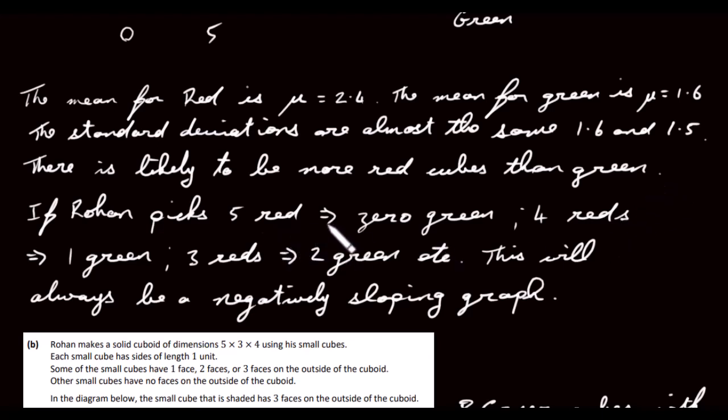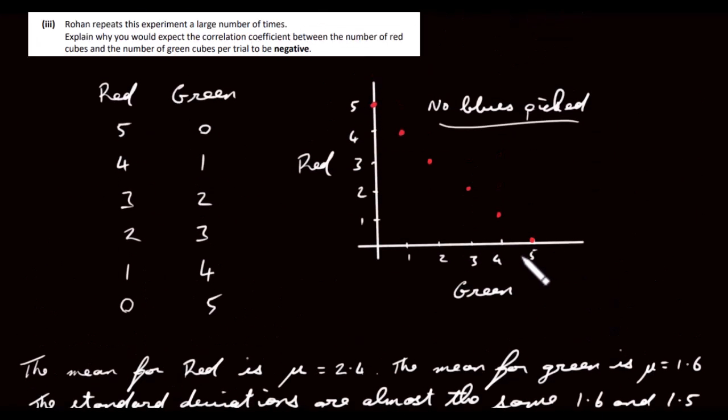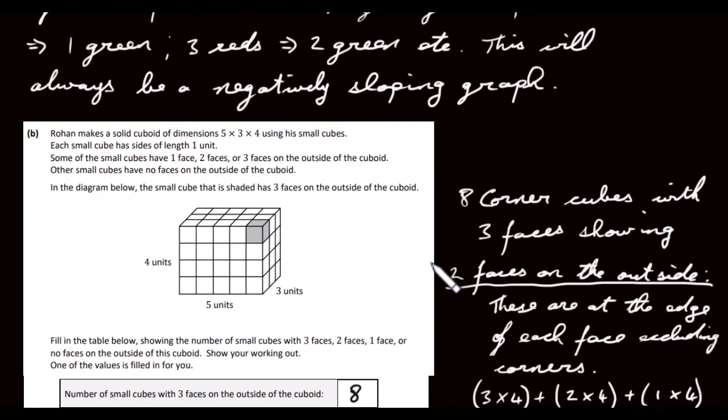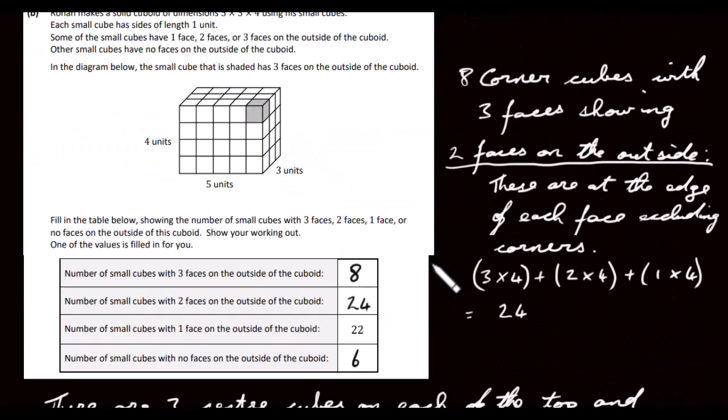If Rowan picks 5 red, that means 0 green. 4 reds, 1 green, 3 reds, 2 green, and so on. This will always be a negative sloping graph. So that's kind of my explanation for it. And you're more likely to pick out a red cube than a green cube based on the mean values that I've written down here. So that's my general explanation of it anyway. Let's have a look at B then.